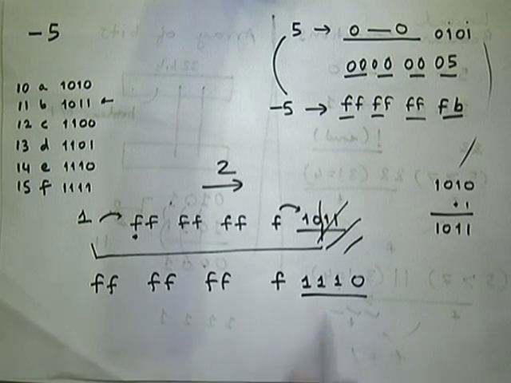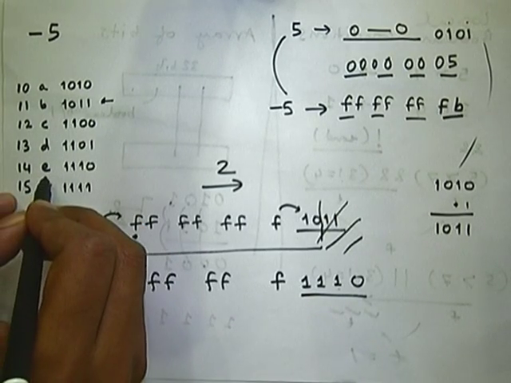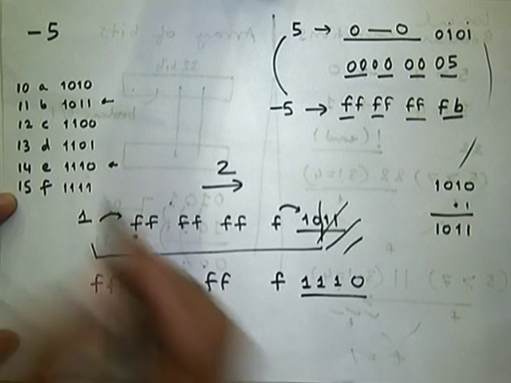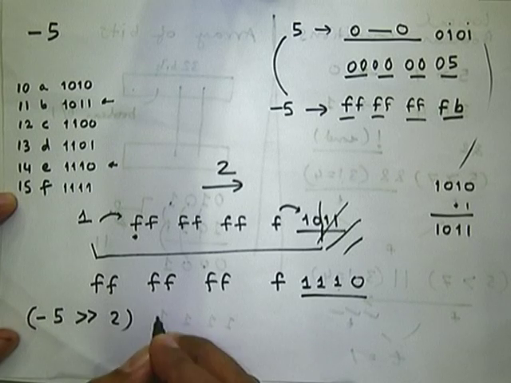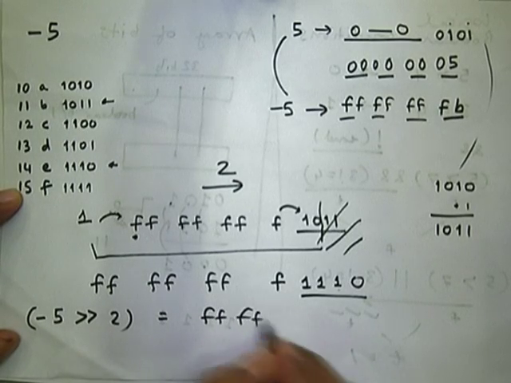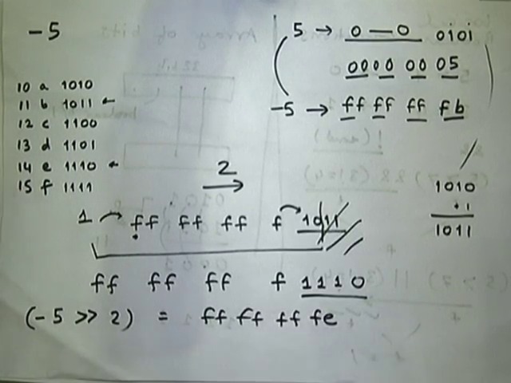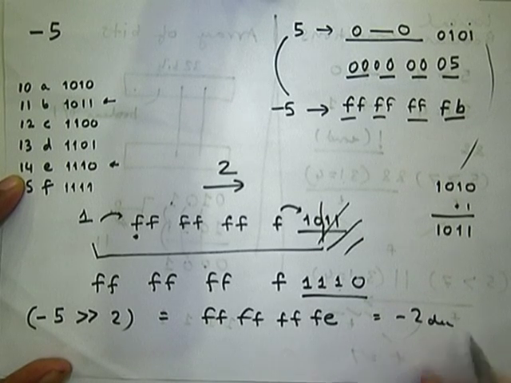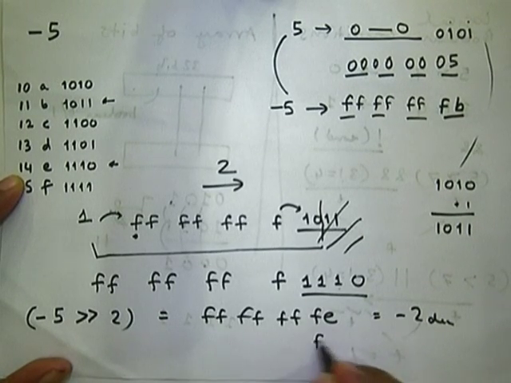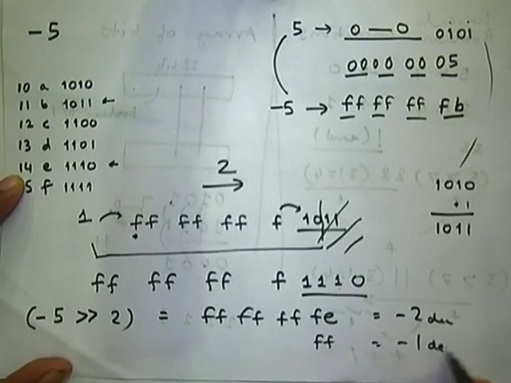Okay. And what is 1110? That is E. So my result, minus 5 shifted right by 2, is equal to FF, FF, FF, FE, which, if you look up your tables, will turn out to be minus 2. Why is it minus 2? This is equal to minus 2 decimal because the next number is FF, which is minus 1 decimal. After all F's, we wrap around to 0.